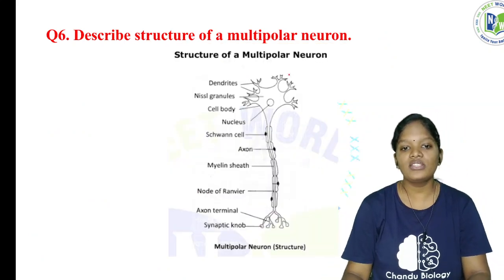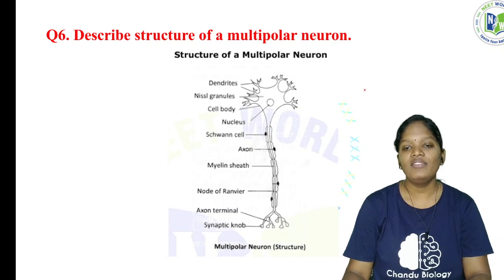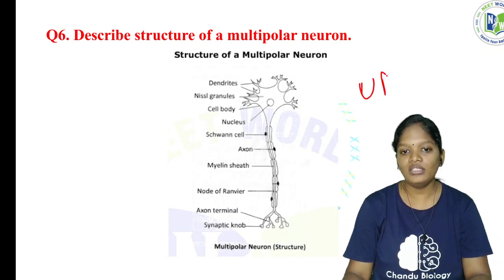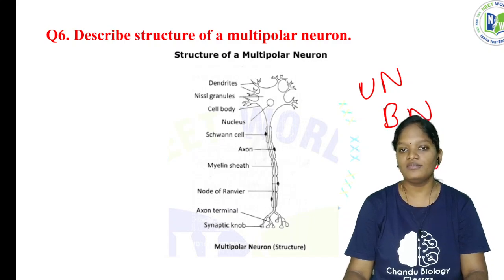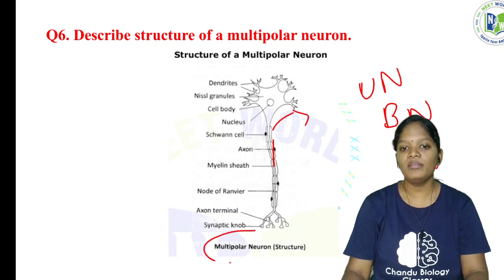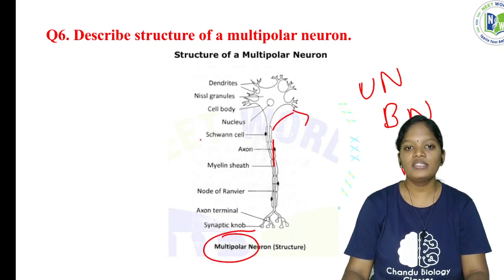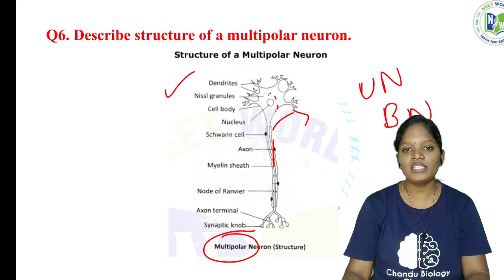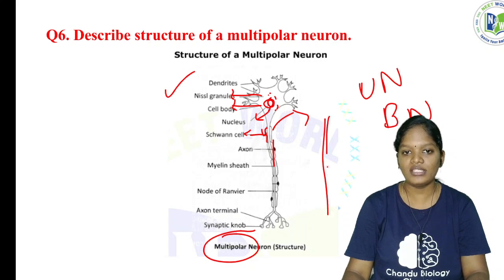Now just look at the structure of the neuron. We have unipolar, bipolar, and multipolar neurons. This is a multipolar neuron: one axon, many dendrites. The dendrites are here, and in the cytoplasm we can see the Nissl granules. This structure is called the cell body, and in it we can see the nucleus. The cell present in the myelin sheath is called a Schwann cell, and this structure is called the axon.